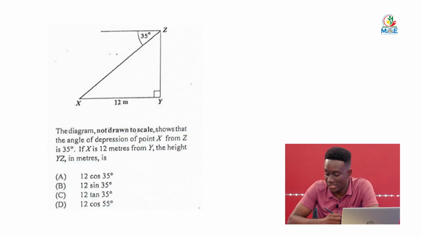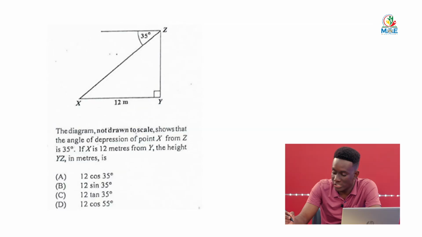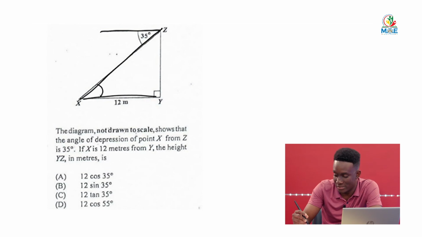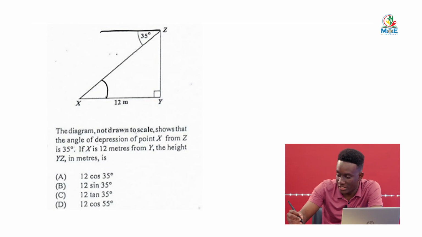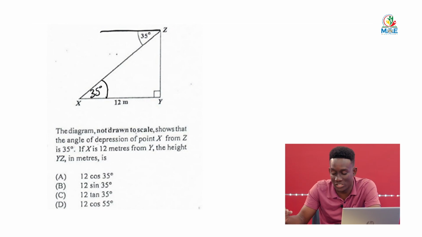So we have another diagram. So the diagram, not drawn to scale, shows that the angle of depression of a point X from Z is 35 degrees. If X is 12 meters from Y, the height YZ in meters is, so YZ would be this line here. So you want to find that. So first of all, we know we're dealing with a Z angle. These two lines are parallel. So here would be Z angle. So if here is 35, we know here would be 35 as well. So that's the first thing we need to put in.